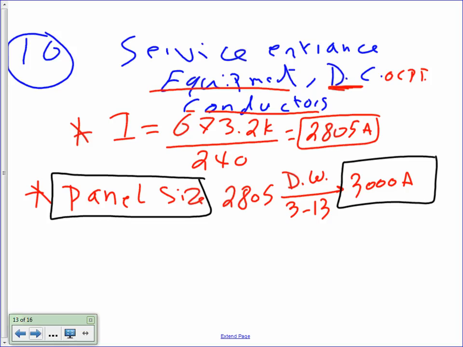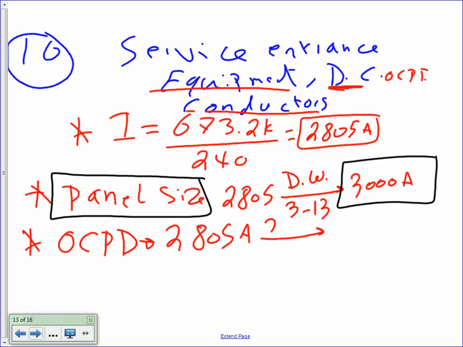Can I have thumbs up, Chad? We know what the size of the panel is? Yes, sir. The last thing, guys, overcurrent protection device. That's the fuse ahead of the panel. So I'm going to take the 2805 amp. Take it to where? Anybody know where we go? 240.6. And what's the standard, Sir Bryce? 3000. So we hit the jackpot.